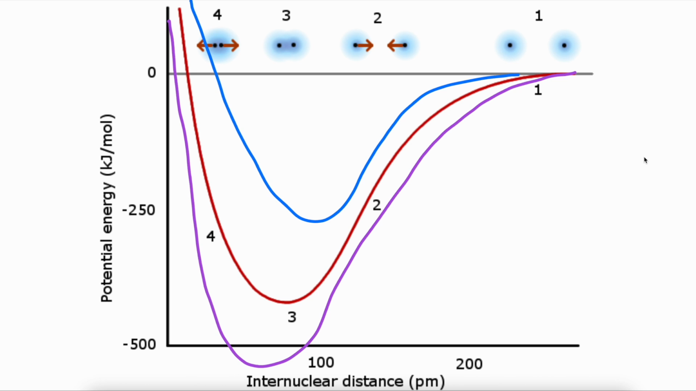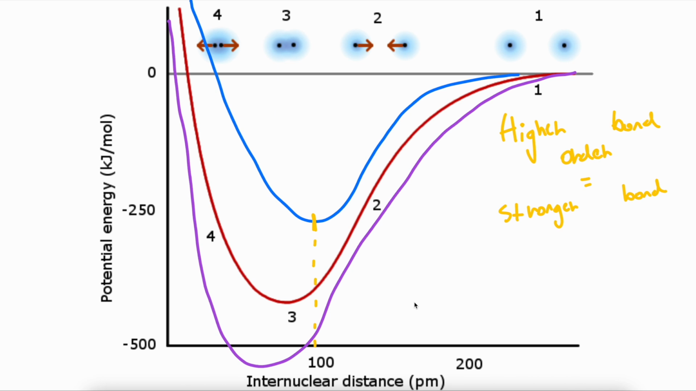Remember that the deeper our curve, the stronger our bond. Another rule that I want you to be familiar with is the following. As bond order increases, the bond becomes stronger and shorter. This is why the curve gets deeper and steeper as the bond order increases. And this obviously makes sense. A triple bond is going to be much stronger than a single bond. It's going to hold the two atoms closer to one another and have a lower potential energy.